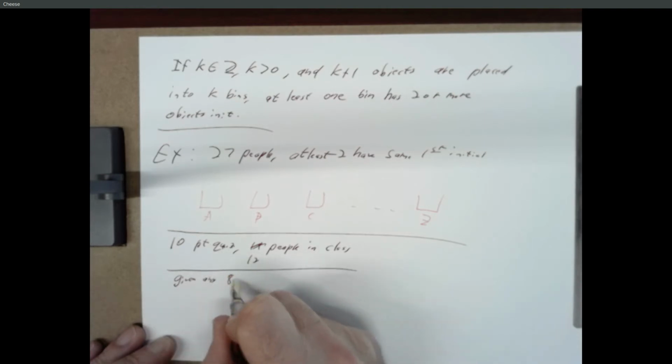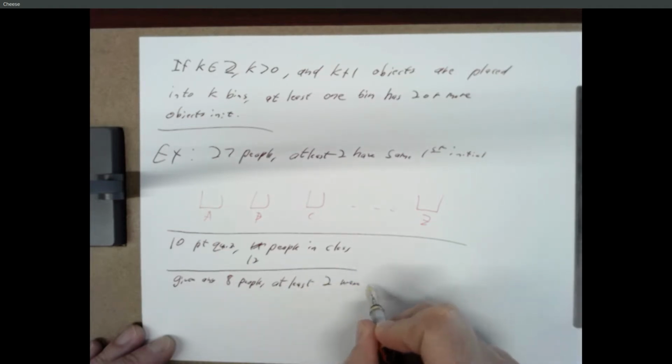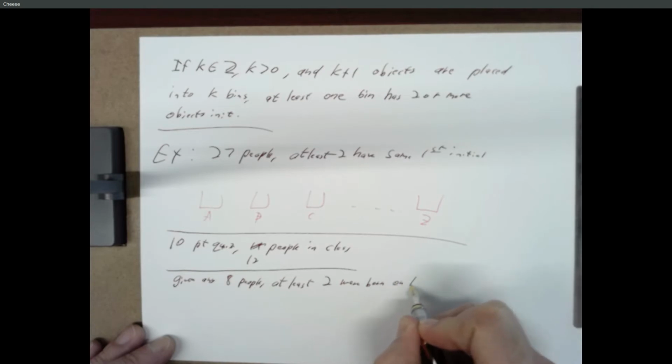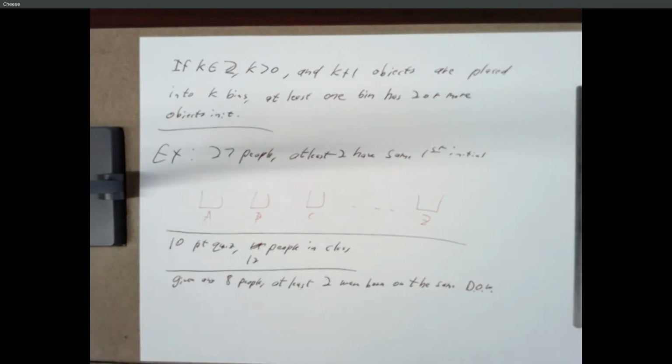One more example. Given any 8 people, at least 2 were born on the same day of the week. Right? There's only 7 days of the week. Make your 7 bins based on those 7 days, and you're putting 8 people into bins based on the day of the week they were born. So somewhere at least 2 people will be in the same bin. They were born the same day of the week. So there's nothing really startling going on here.